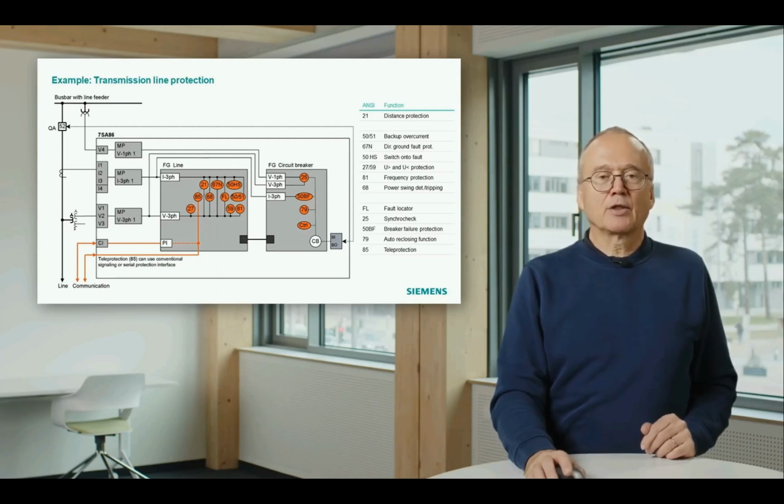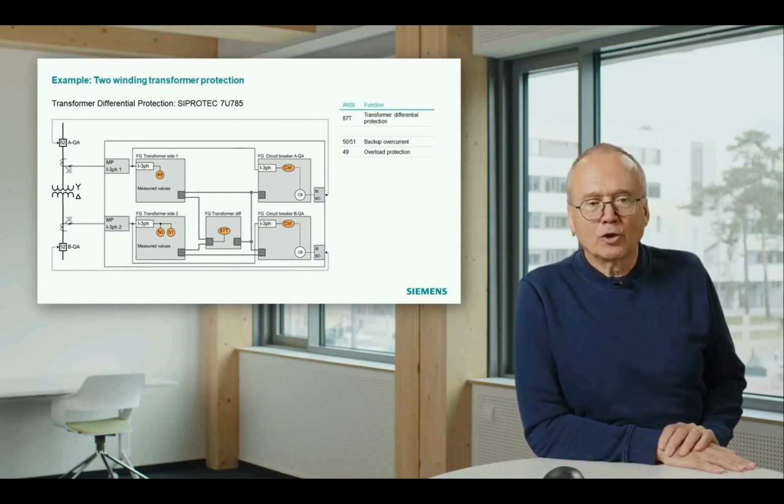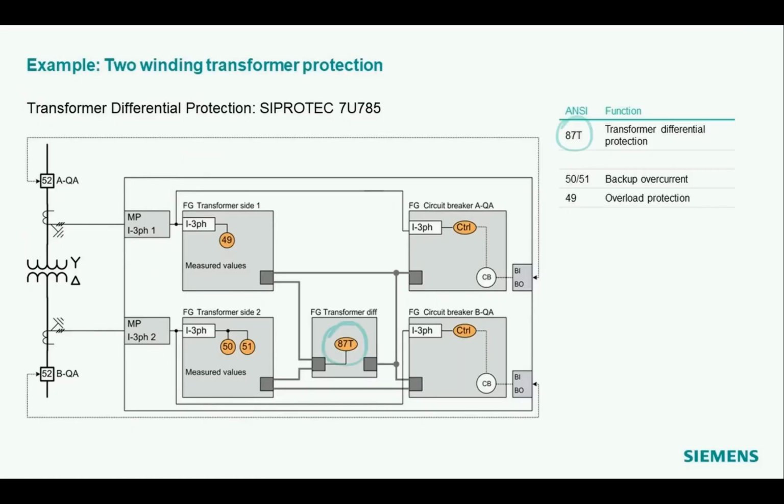So that was an example for transmission line protection, and the last example refers to transformer protection. For bigger transformers, the standard main protection is the transformer differential protection. It is called here on the right-hand side 87T. 87 is the standard number for differential protection, and the T means we have here a differential protection in use for a transformer. And then we have two additional functions. The 49 is the overload protection, which is a standard thing for a transformer.